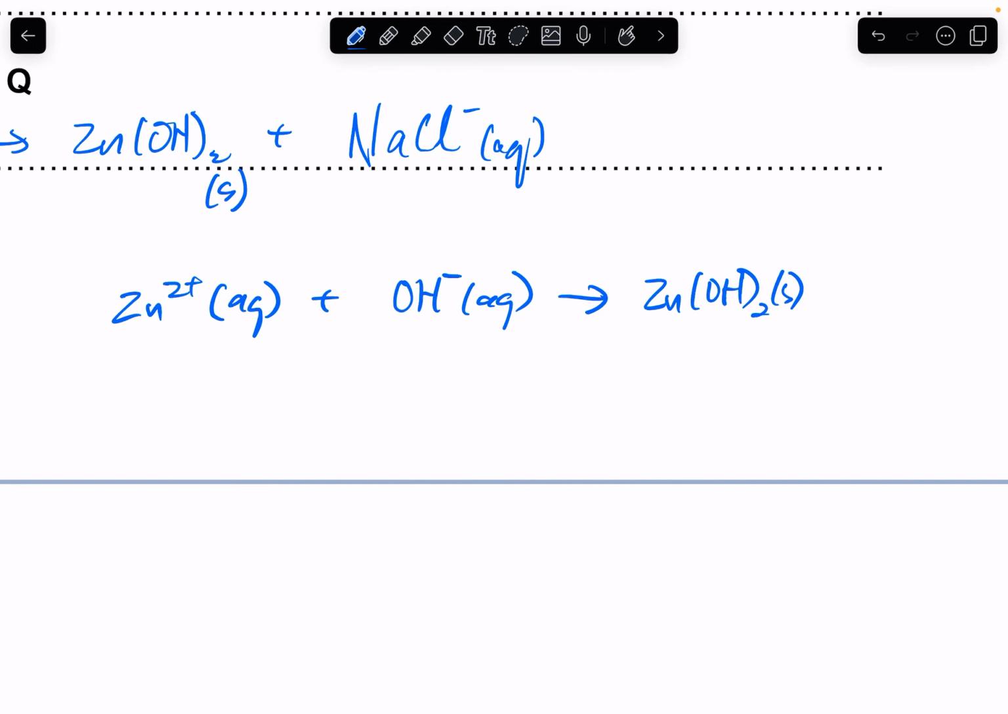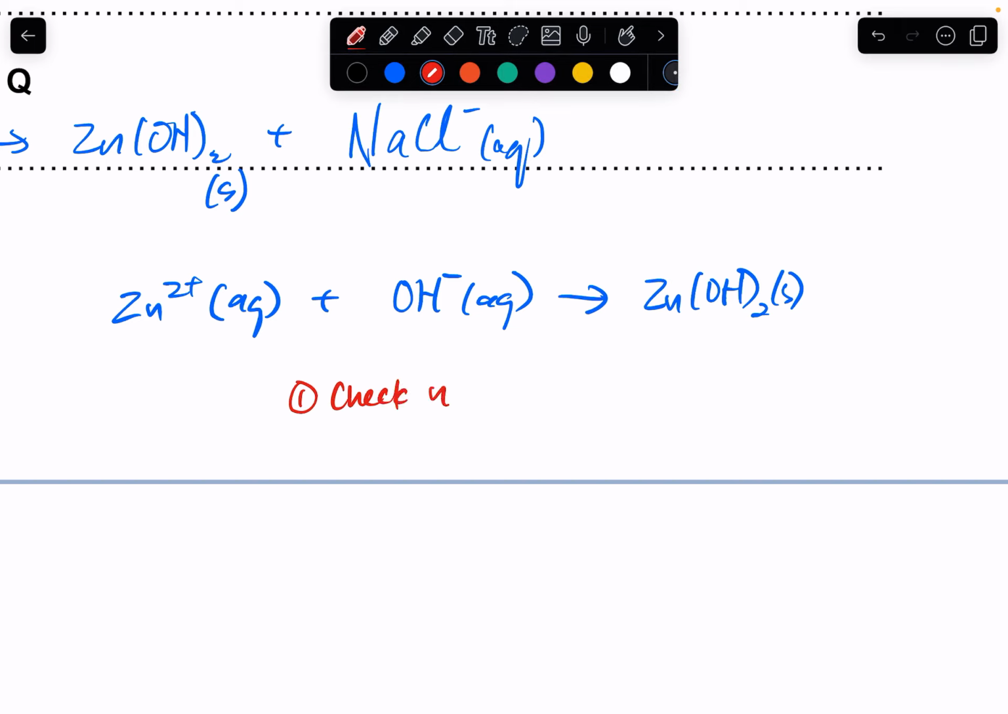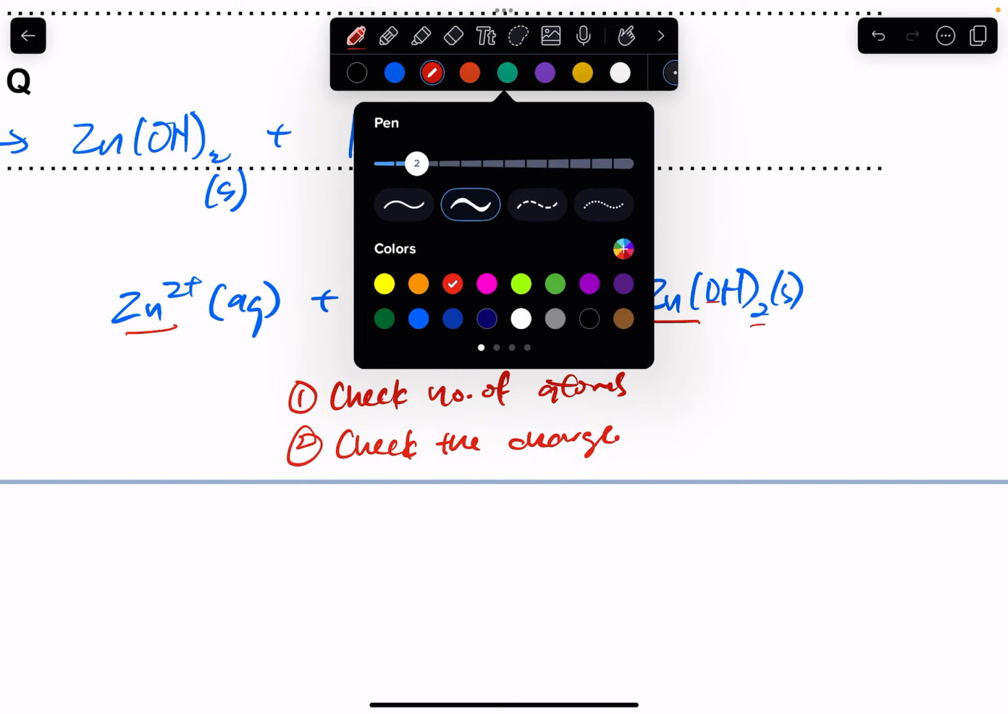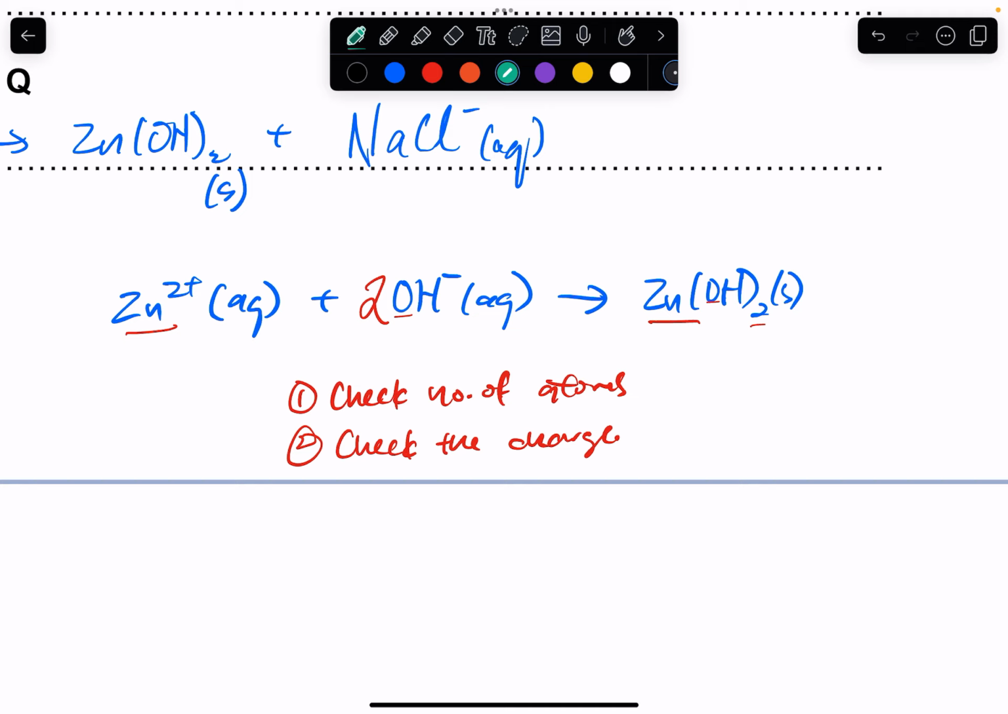First, we check the number of atoms for each element. Second, we check the charge. So if you check the number of atoms, zinc on the left hand side there's 1, on the right hand side there's 1. O on the left hand side there's 1, on the right hand side there is 2. So I should put a 2 in front here. Then you check H, 2H, 2H. Okay, correct already.